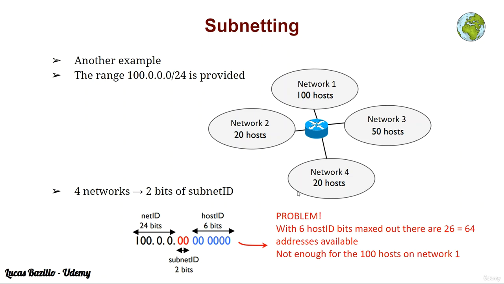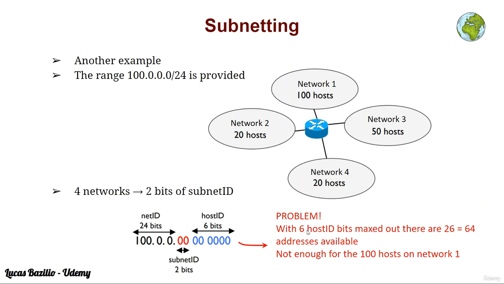However, we have a problem, because if we take 2 bits of the subnet ID, then we'll have 26 for the net ID, and therefore only 6 for the host ID, because 32 minus 26, as we know, gives us 6 bits, as we can see in this example, right? We take 24 bits for the net ID, 2 bits for the subnet ID, and the remaining bits, only 6, are for the host ID.